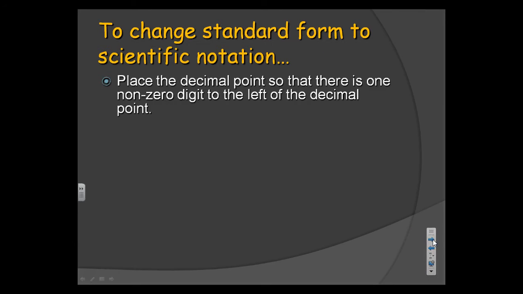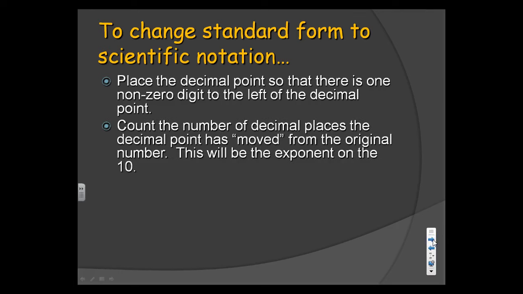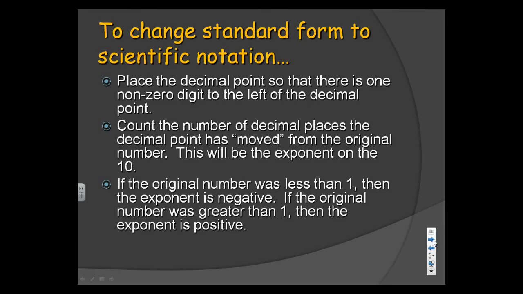To change from standard form to scientific notation, you're going to want to move the decimal so that you have a number between 1 and 10. Count how many times you had to move the decimal. If it is a large number, then the exponent remains positive. If it is a small number, then the exponent will be a negative number. That just means, again, that's not a negative value all the way. That just means that it's a small number.